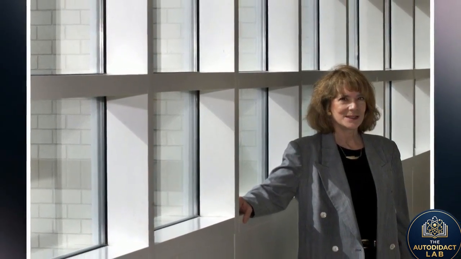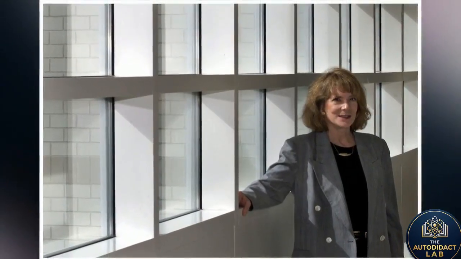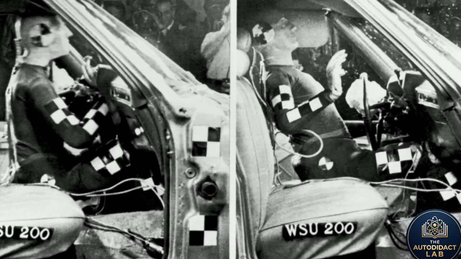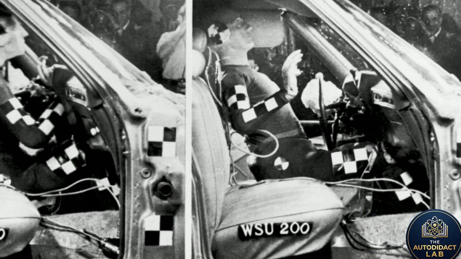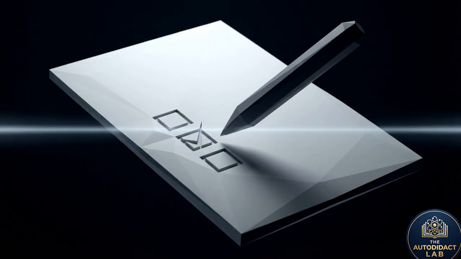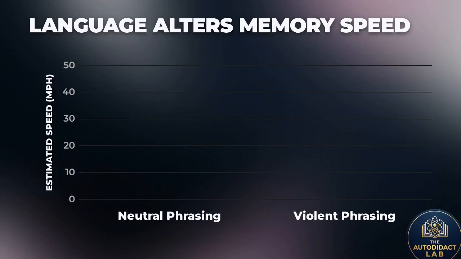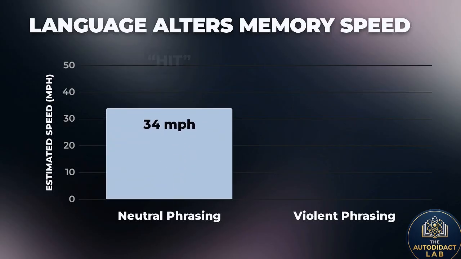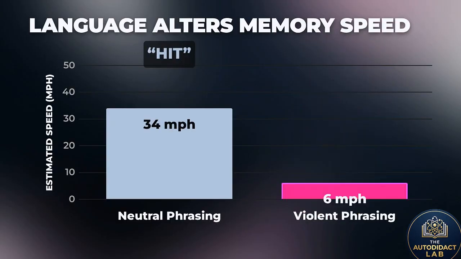Elizabeth Loftus began investigating exactly how malleable this process really is. She designed a study where test subjects watched videos of automobile accidents. Afterward, the subjects were asked to estimate how fast the cars were moving when they collided. This chart shows the results of a subtle linguistic trick Loftus used during those questions. For some subjects, she used the neutral verb hit. For others, she swapped in the violent verb smashed.